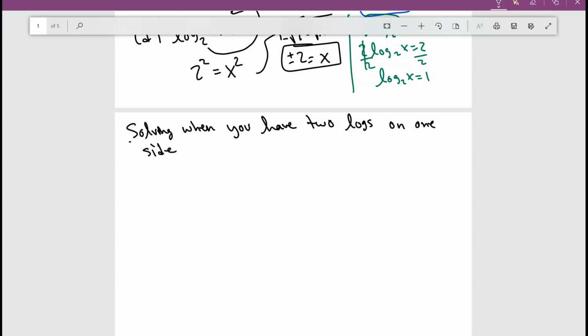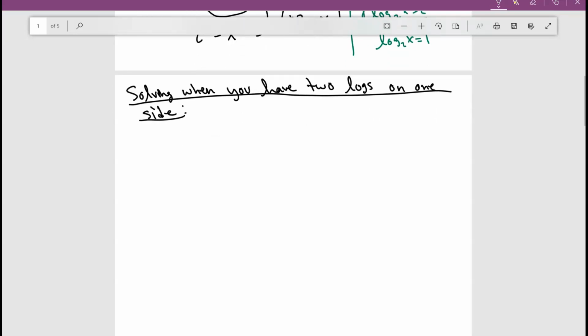Okay, so how do you deal with 2 logs? So I only had 1 before. Now what about if I had 2? So what you really want to do is use properties to condense into a single log. So if you have two logs on one side, all you want to do is just condense it into one.